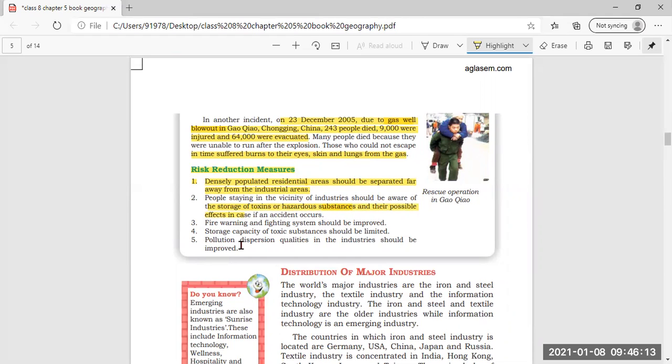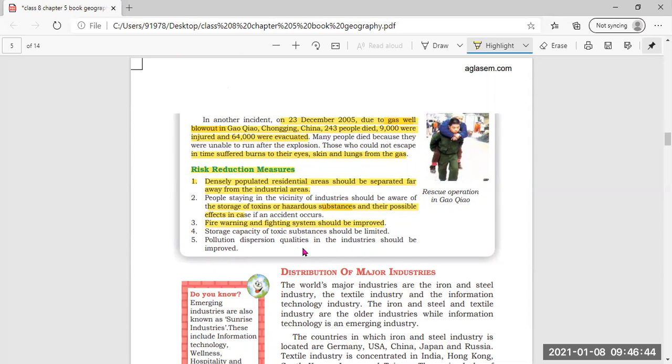Then third, fire warning and fighting systems should be improved. A fire warning alarm should be there. If a tragedy occurs in the industry, the fire alarm should sound, and the fighting measures should be such that the fire is suppressed by all means, as quickly as possible.